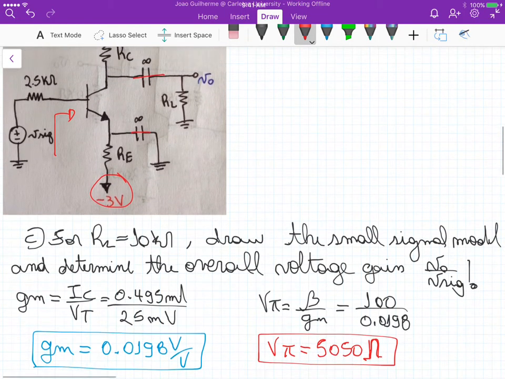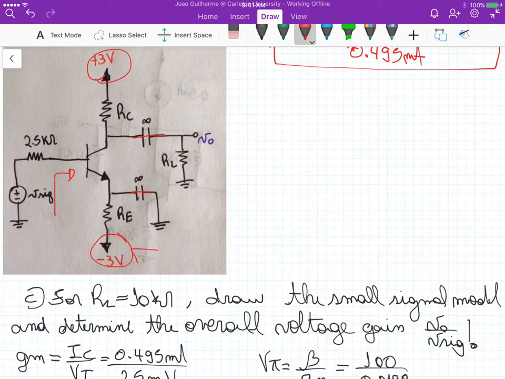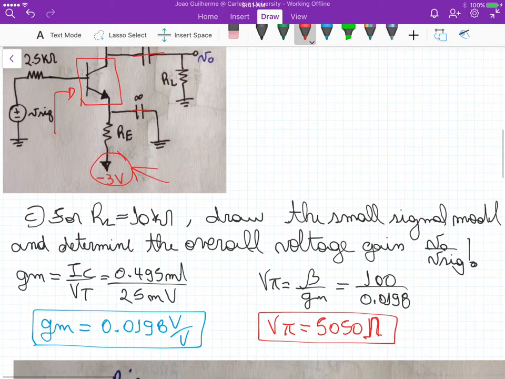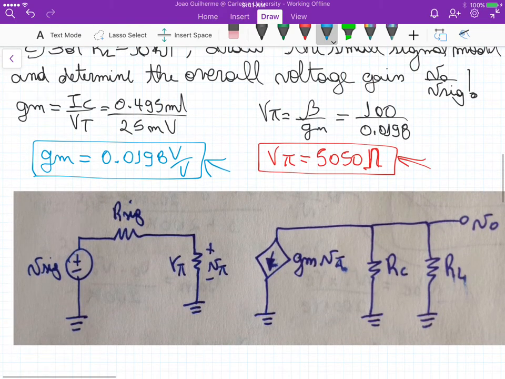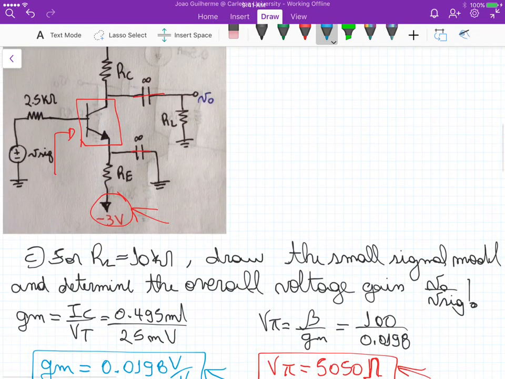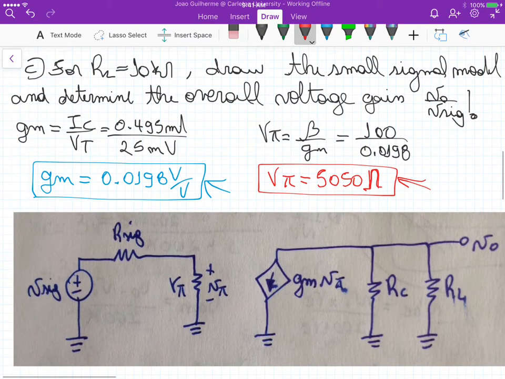Now, if we short circuit the DC voltage sources and substitute the NPN transistor here by its hybrid pi model, considering these parameters here and here, we get this circuit here. Okay, so if we go back to the circuit here, RE again is grounded, right? So this one here is taken out of the circuit, so it goes directly to the ground. The emitter here goes to the ground. Okay, so that's what's happening.